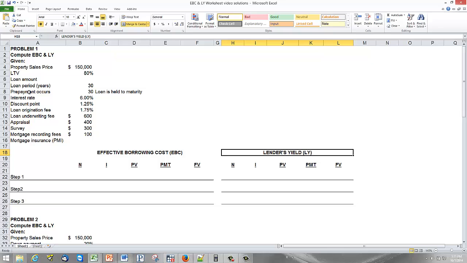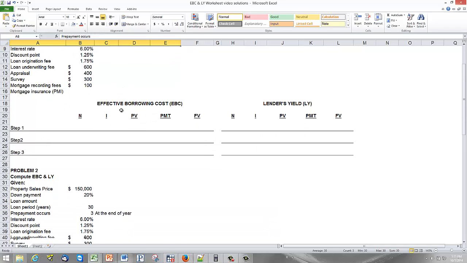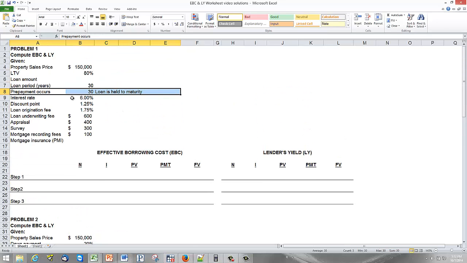In this first case, we have no prepayment. The loan is held to maturity. We're going to hold this loan for all 30 years. So what I'm going to do is compute problem number 1 second.